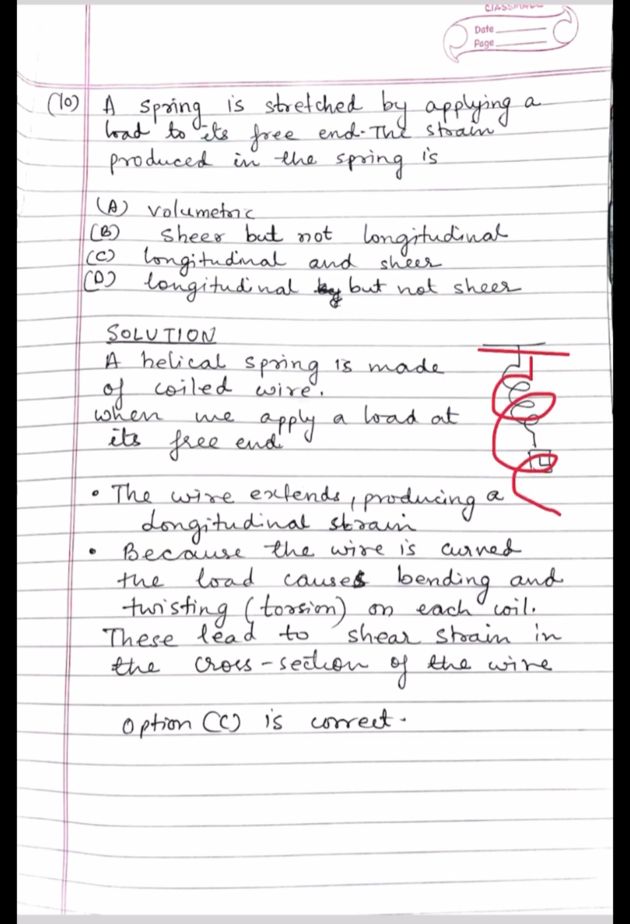It is helical and it is made up of coiled wire. When we apply a load at its free end, it will get stretched in a longitudinal direction. Obviously it will stretch downwards, producing a longitudinal strain. But because the wire is curved, the load causes bending and twisting on each coil. So each coil will experience bending and twisting. This leads to shear strain in the cross section of the wire. So option C will be the correct option.